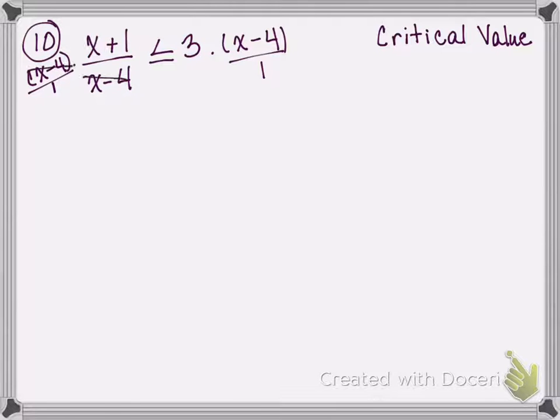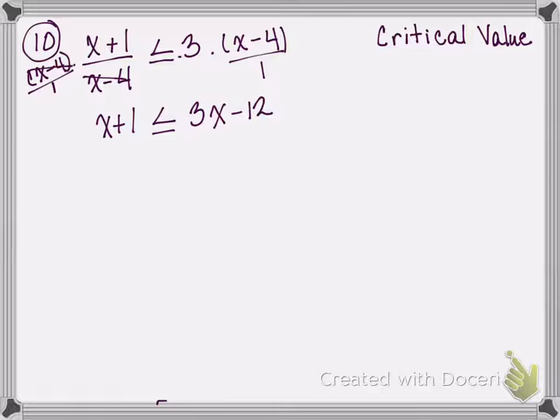Okay, and when we multiply by (x - 4)/1, on the left-hand side, we are left with just x plus 1 is less than or equal to, and on the right side, we have to distribute that 3. So it's important to remember to distribute the 3. So 3 times x is 3x, and 3 times negative 4 is negative 12. Okay, so now I encourage you to move your variables to the left. That is going to end up giving us a negative variable on the left.